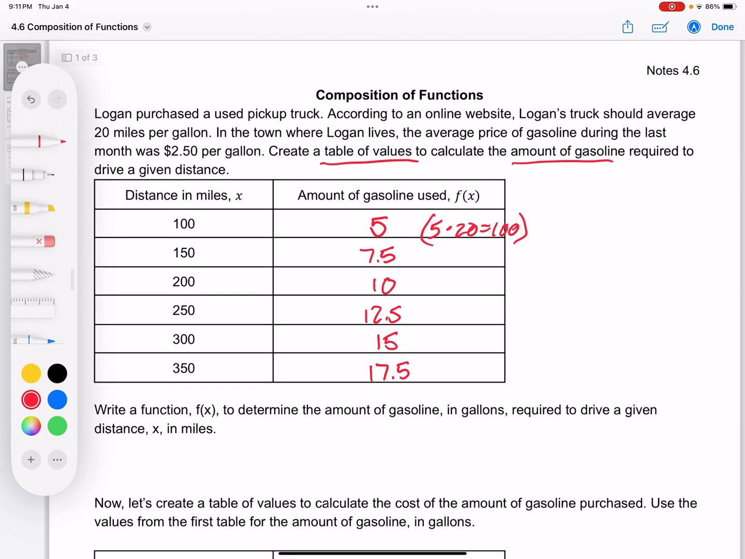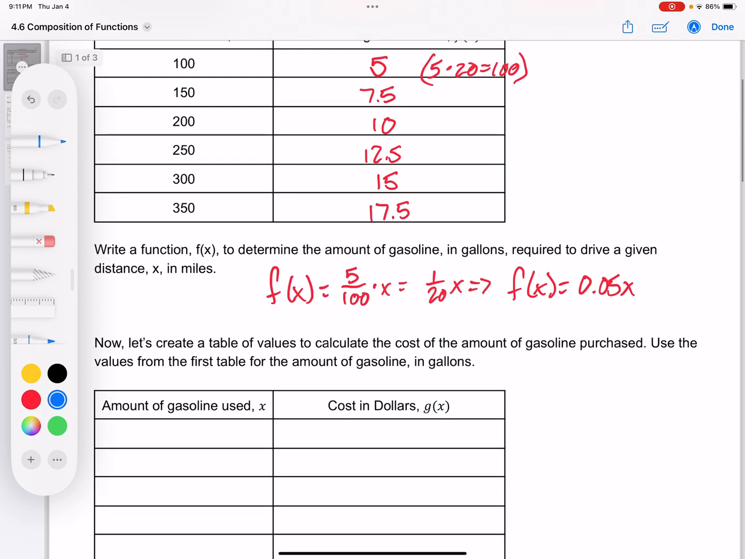So what is our function rule if this were going to be f of x? F of x, where x is the number of miles, is equal to 5 over 100 times x, which is equal to 1 over 20 times x. Or let's go ahead and use decimals. F of x equals 0.05 times x. So if I were only going to drive 1 mile, I would need 0.05 gallons, 1/20th of a gallon. All right?